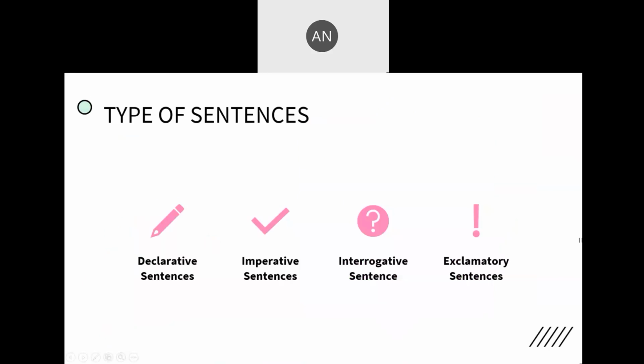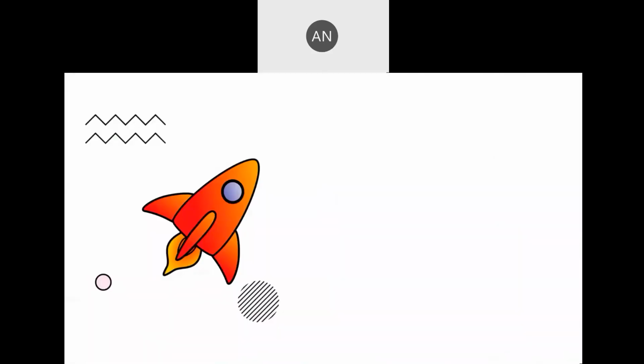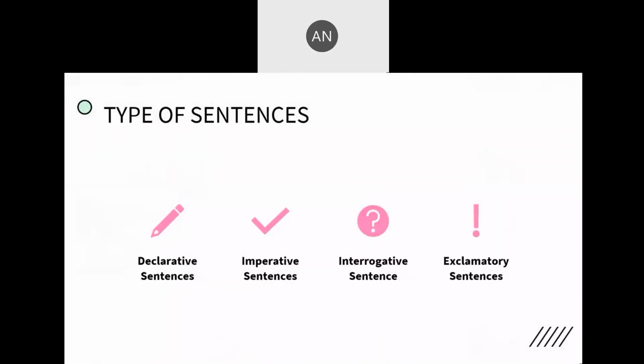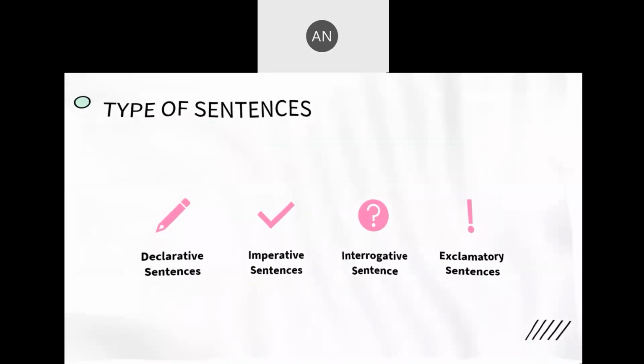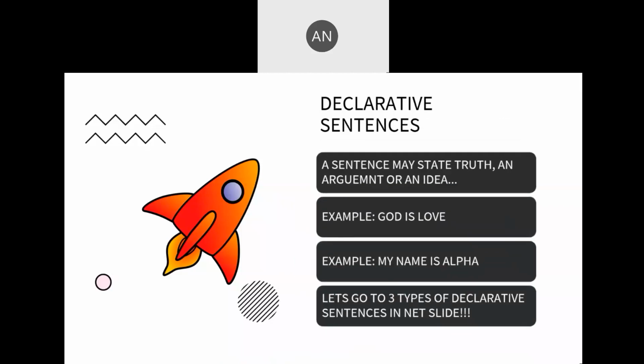Let's go for a recap once again, the types of sentences. So, four varieties of sentences: declarative, exclamatory, imperative, and interrogative. We'll go slow so that cadets will take it one by one slowly. Four varieties of sentences are there: declarative, imperative, exclamatory, and interrogative. The first one, declarative.